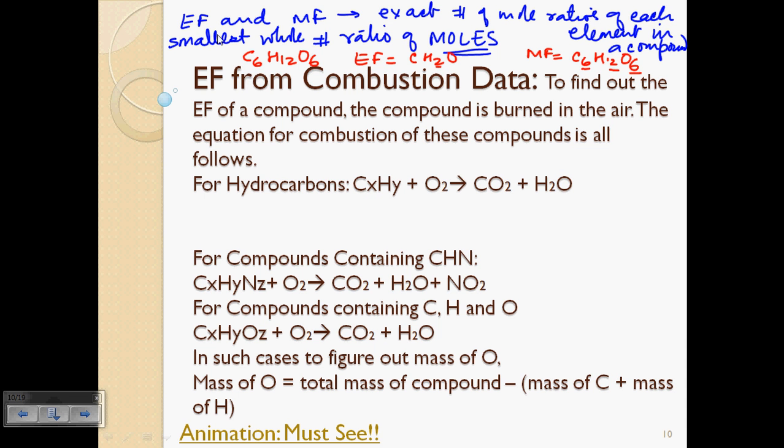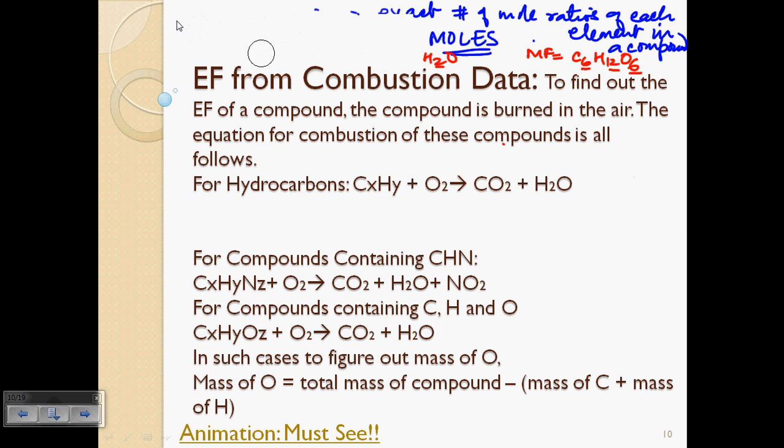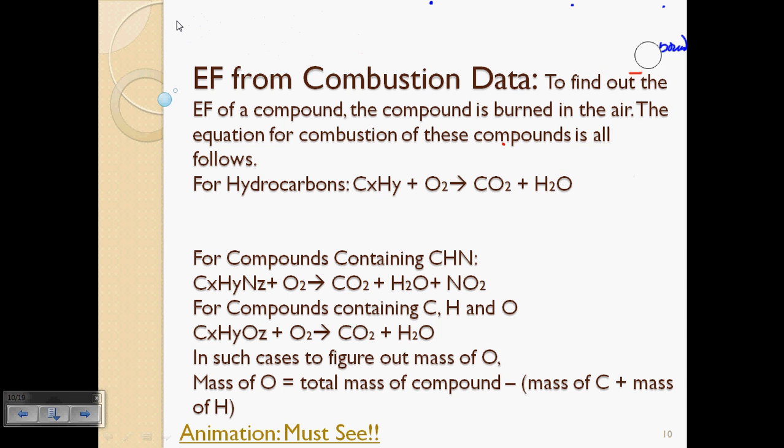Empirical formula has limited value because it only shows the relative ratio, but it is very easy to calculate. So generally, for an unknown compound, first we'll figure out empirical formula, and then if we know the molar mass of that compound, then we can figure out its molecular formula. So the question is, how do you figure out the empirical formula of a compound? And to figure it out, you have two ways in which you can do it.